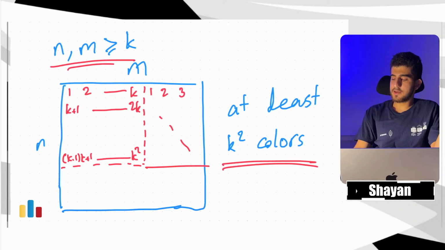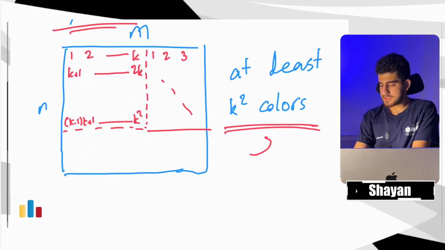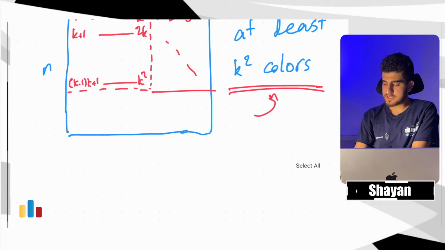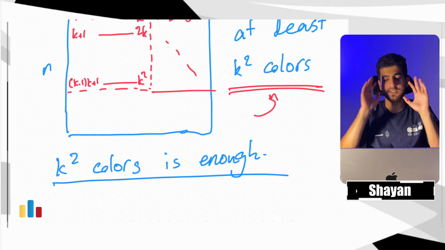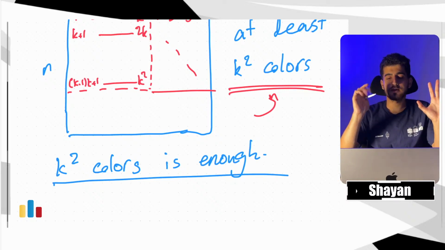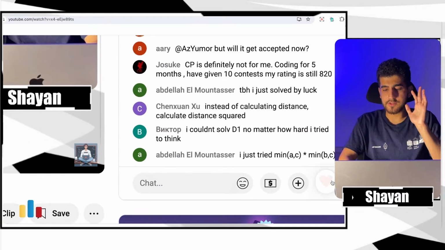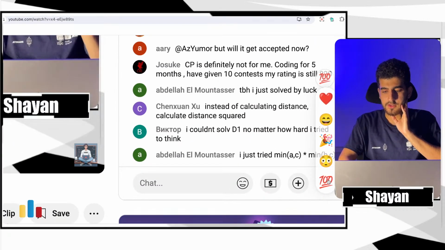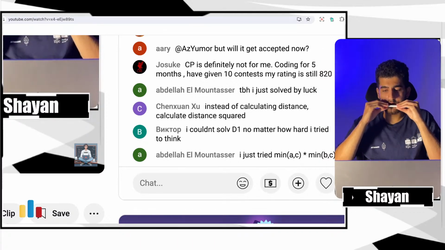This is the case that n and m are at least k. So if n and m are at least k, we know that we need at least k squared colors, and at the same time, k squared colors is enough. Therefore, the answer is going to be k squared in this case. Is it clear? So far, I haven't completed it, but if it is clear for you, please use this emoji or put a plus in the chat.